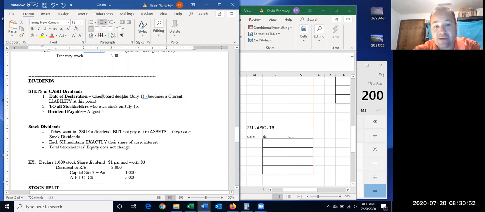So just to put in some numbers here, the board says we're going to pay dividends. We decided at our meeting on July 1 that we're going to pay dividends to whoever owns stock as of July 15th. And then we're actually going to write the checks, because it takes a little bit of time to figure out everybody who's going to get paid. And we're going to send out those dividend payments August 5th.